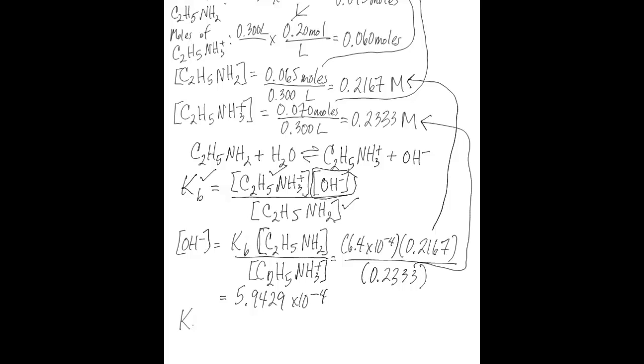So next you want to find the hydronium ion concentration, and you know the relationship that Kw is equal to the concentration of hydroxide ion times the concentration of hydronium ion. If you rearrange this equation, you get the concentration of hydronium ion is equal to Kw divided by the concentration of the hydroxide ion. And if you take the Kw value of 1.0 times 10 to the negative 14th and divide into that the value for the hydroxide ion concentration that you just solved for, which is 5.9429 times 10 to the negative 4, what you get is 1.6827 times 10 to the negative 11.